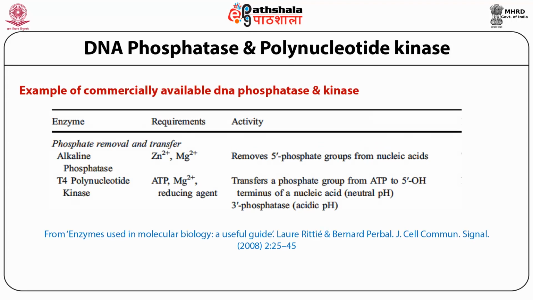A number of DNA phosphatases and kinases are available commercially. This table just gives you two examples of this category. Alkaline phosphatase, that I guess most of you must have heard of. It requires zinc and magnesium ions and removes 5' phosphate groups from nucleic acids. Then there is another enzyme named T4 polynucleotide kinase. It requires ATP, magnesium ion and a reducing agent to work. It transfers a phosphate group from ATP to the 5' hydroxyl terminus of a nucleic acid at neutral pH.